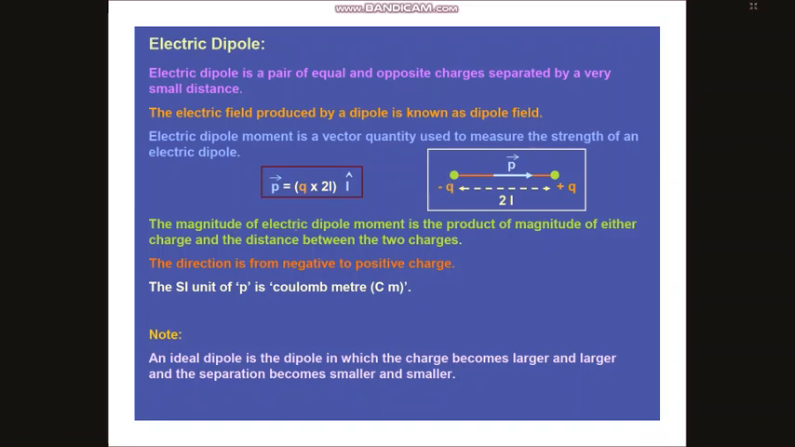The magnitude of electric dipole moment is the product of magnitude of either charge and the distance between the two charges. The direction is from negative to positive charge. So it is a vector quantity whose magnitude and direction is from negative to positive charge. The SI unit of electric dipole moment is coulomb meter.